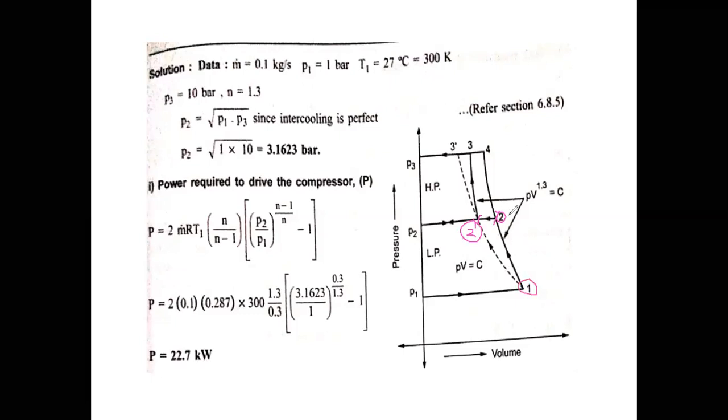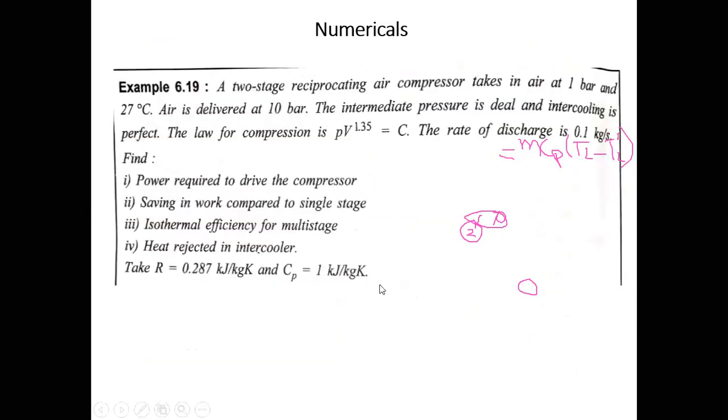There will be a sensible heat transfer. So one can find this as m Cp (T2 minus T2 dash). You have to use the formula of sensible cooling, as sensible cooling of air takes place here, so there must be some heat transfer in the intercooler. This is the process carried out in the intercooler. Now the mass flow rate of air is known to us, that is 0.1 kg per second. Cp is also given, that is 1 kilojoule per kg Kelvin.